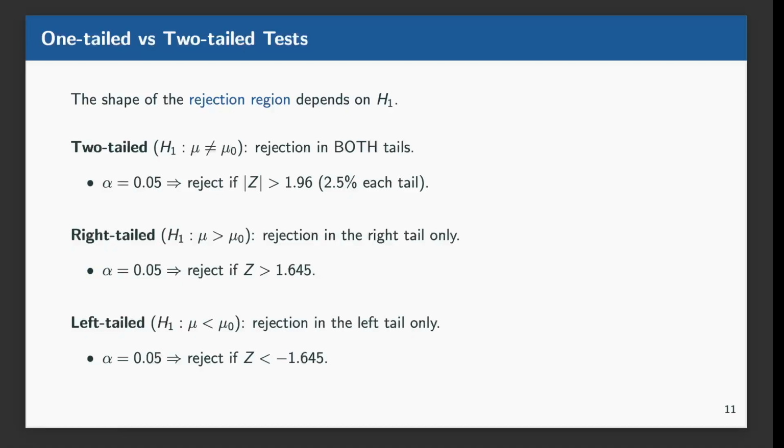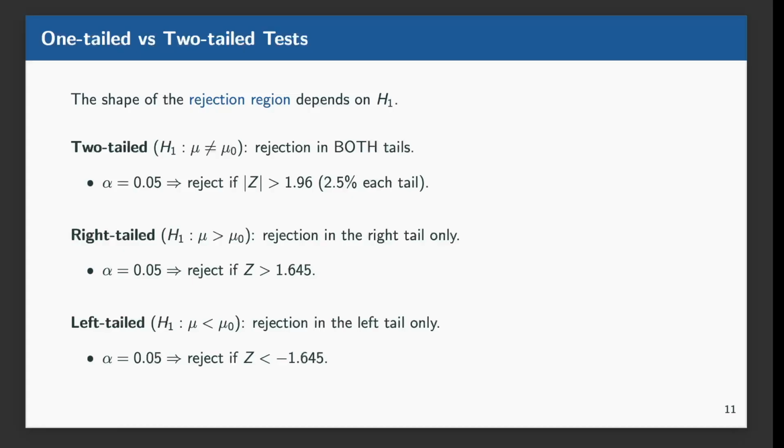Think about a security checkpoint with one fixed, alpha-sized suspicion budget to spend on flagging travelers for extra screening. A two-tailed test splits that budget evenly between both ends of some scale. A one-tailed test spends the entire budget watching just one single end of that scale, which naturally makes it more sensitive at that one end. Are you following the shift in shape here?